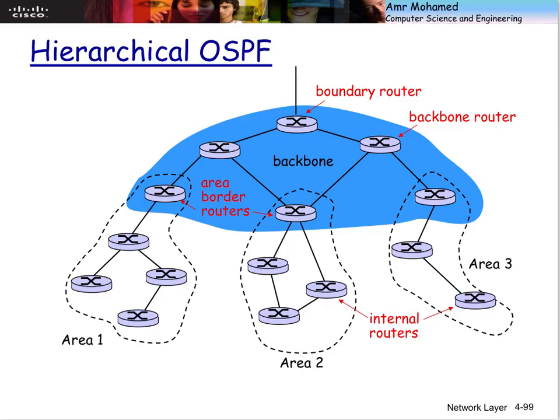And we have this backbone router, and we have the boundary router. This boundary router is responsible for connecting the entire autonomous system to other autonomous systems. So this router should in fact have border gateway protocol, this one, okay, and should facilitate the connection between this network and other autonomous systems.